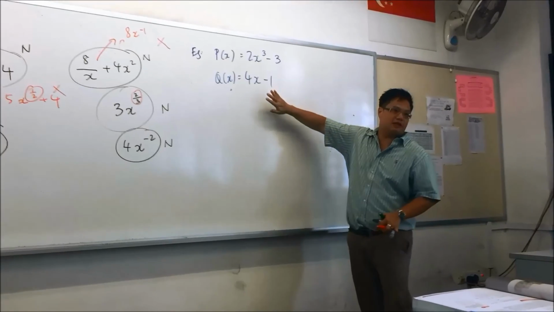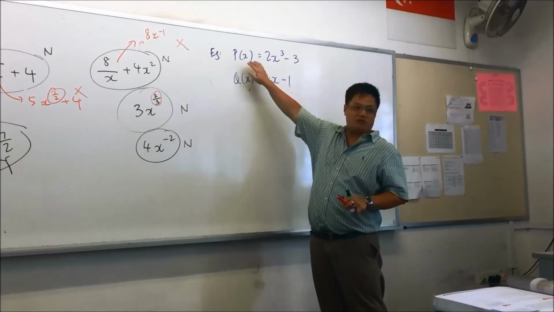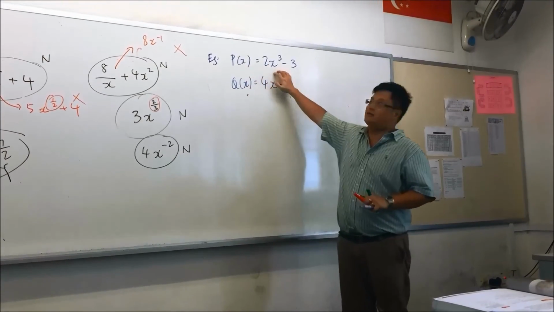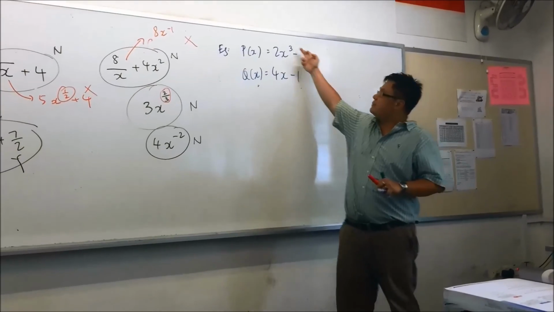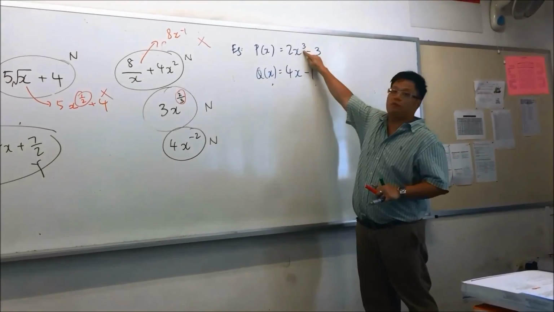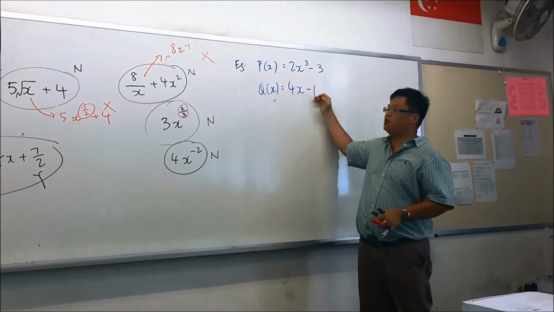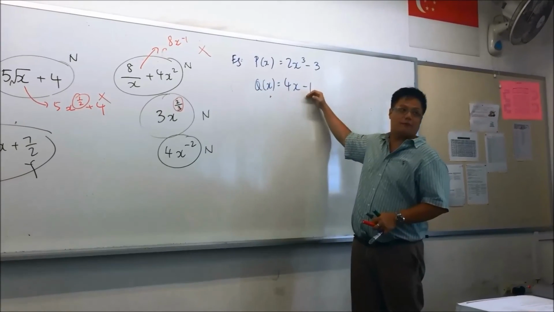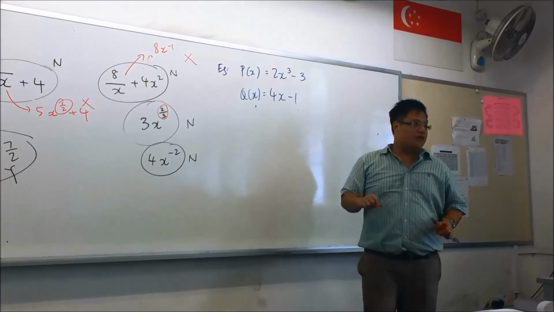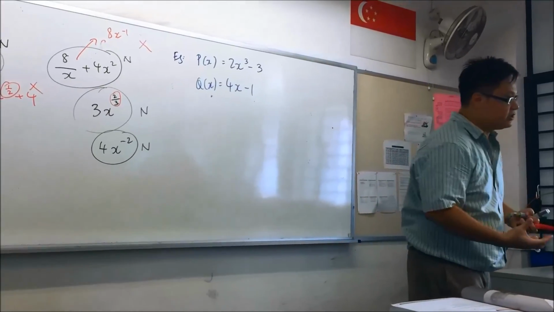Okay, let's take a look at this particular example. This is the function p(x) equal to 2x cubed minus 3. This is a polynomial because 2x is to the power of 3. Over here, this q(x) is also a polynomial because it's 4x minus 1. Okay, the powers of x over here are all non-negative integers.